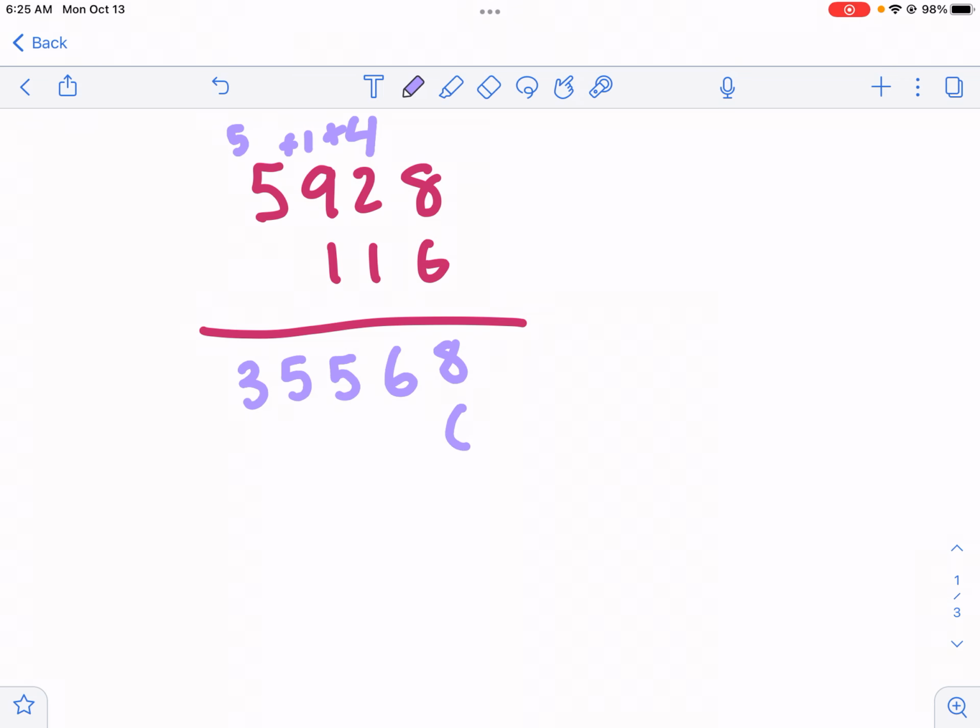Okay, next number, I need to put a 0 first because I moved on to the tens place. So now I have the 1 times the 8, that's 8. 1 times the 2, 2. 1 times the 9, 9. 1 times the 5, 5.